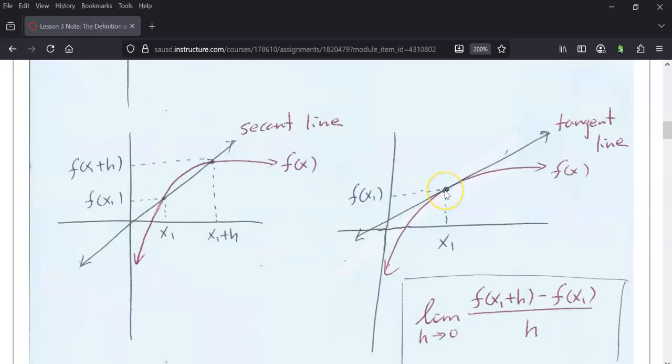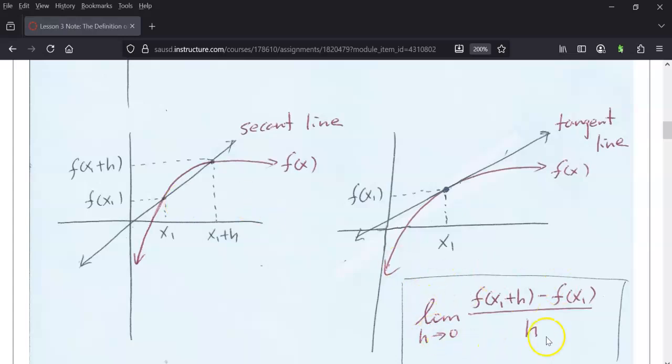Now, we always learn that you cannot find a slope unless you have 2 points. But in this case, since we want to find it at one point, we use the idea of a limit. As h gets closer and closer, this point keeps moving down towards x1, and you can keep finding the slope. But the minute you hit x1, you find the slope at that specific point, and we call that slope at that point the derivative.